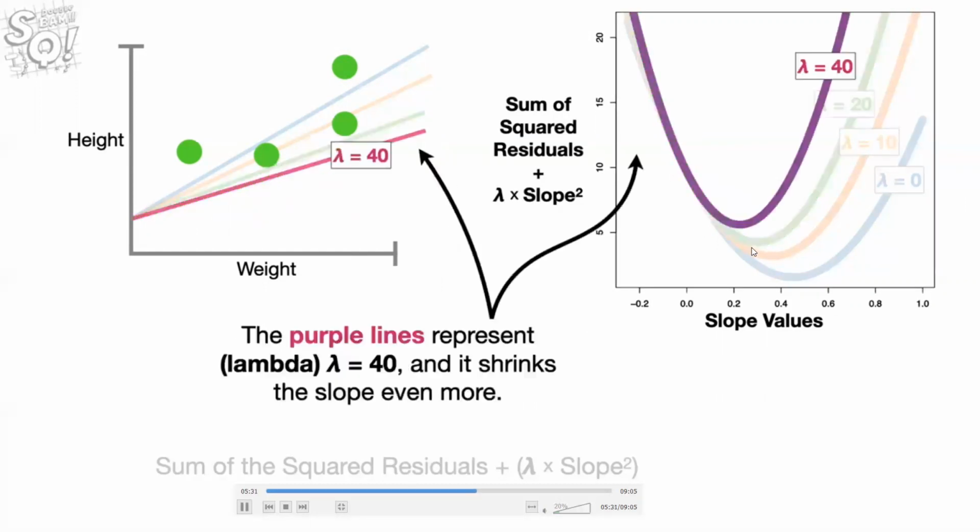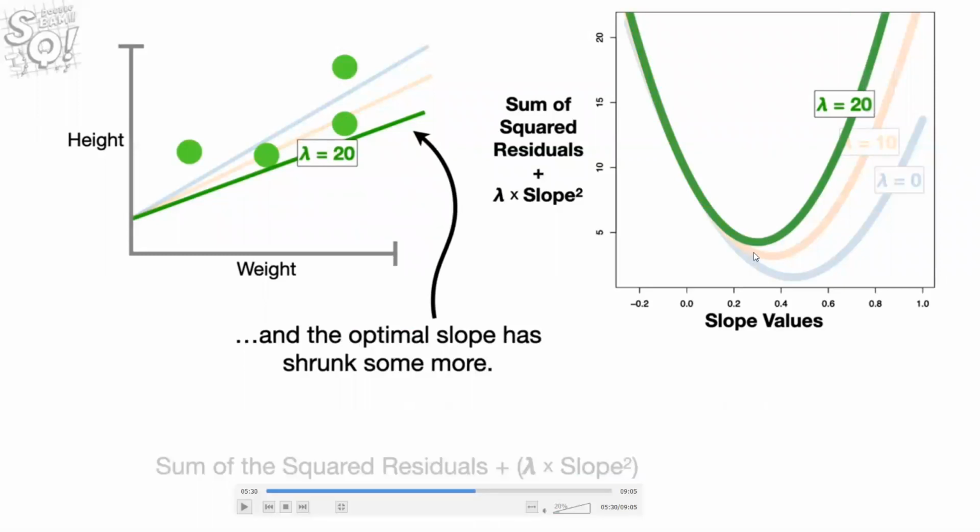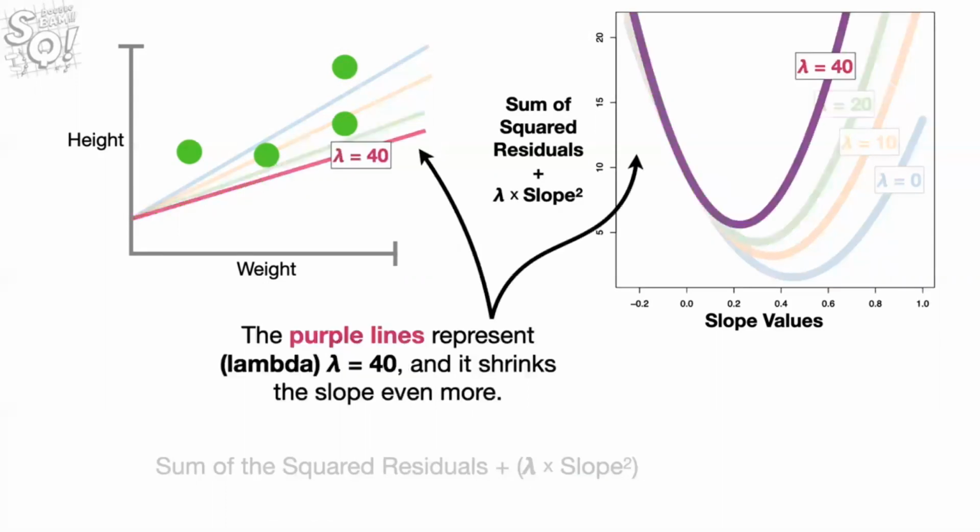But then if we see the minimum of this lambda equal to 20 curve, we'll see that this curve approaches its minimum at m, or slope, equal to 0.3, right? So what this means is that if I keep increasing my lambda, the slope gets asymptotically close to zero, but not exactly zero.